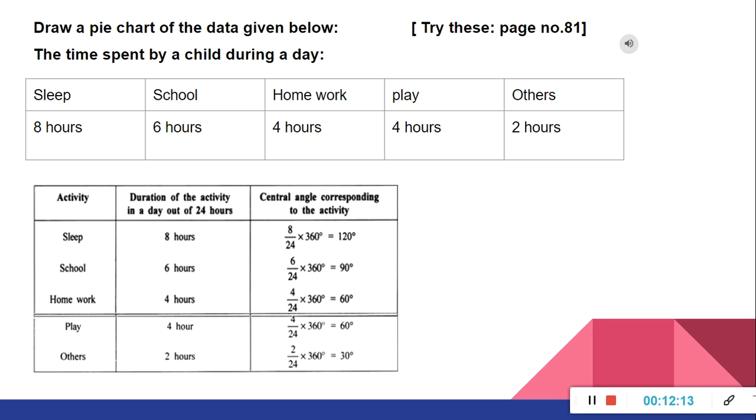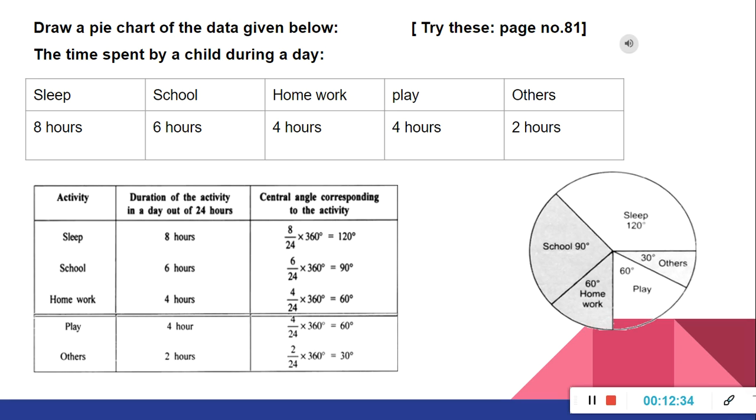So we got the angles: sleep 120 degrees, school 90 degrees, homework 60 degrees, play 60 degrees, and others 30 degrees. Now you can draw the pie chart. First draw a circle and divide it into portions. First draw 120 degrees, that is for sleep. And then after that 60 each for homework and play, isn't it? And 90 degrees for school, and the least, 30 degrees, for others. So this is the pie chart. Okay, draw it neatly.